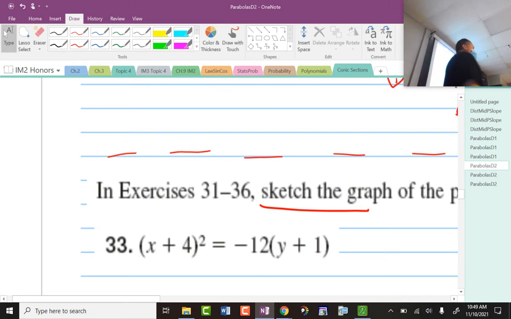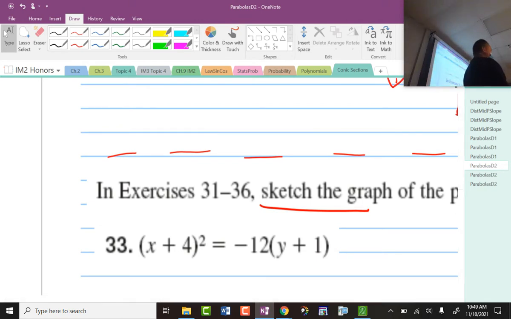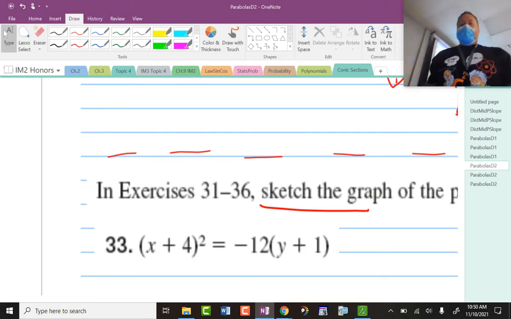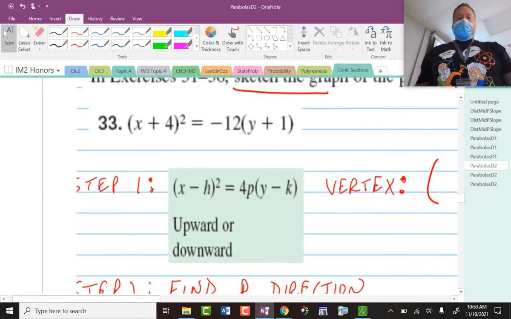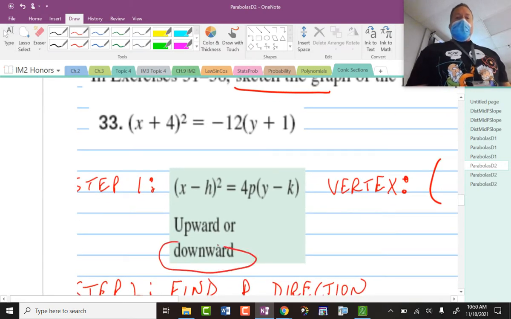Which way is this going, class? Right, left, up, or down? 3, 2, 1, go. Down. We got more people. You're beating first hour by far. It's an x squared and it's a negative. Sorry, first hour, it's just the truth. So this is going downward.